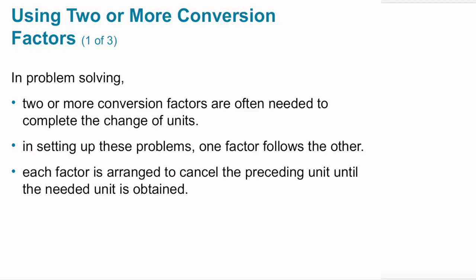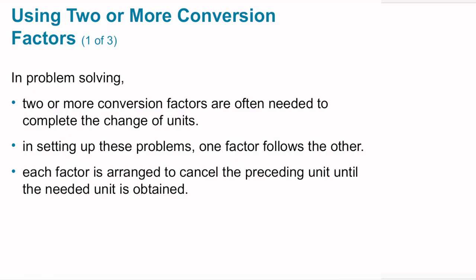Sometimes we may not have one conversion factor that will allow us to convert from our starting quantity to the desired quantity, and therefore we may need to string more than one conversion factor in order to get the correct answer. So in setting up these problems, we follow one factor with the other, and we cancel the preceding unit until the final unit is obtained.